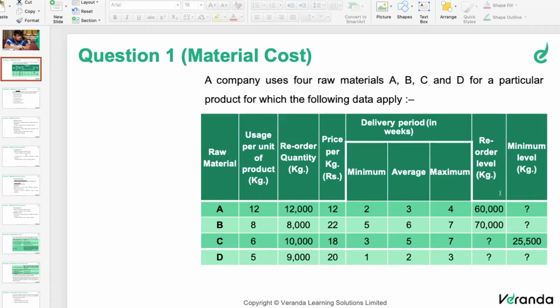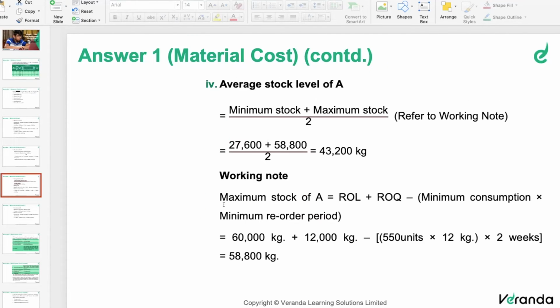Reorder level for A 60,000. Reorder quantity 12,000, am I right? Minimum lead time, how much? 2 weeks. Minimum consumption comes to what? To produce one product, you need 12 kgs of raw material. And how many units they produce? 550 quantity they have produced. Therefore, maximum level is equal to reorder level 60,000 plus reorder quantity 12,000 minus minimum usage 550 into 12 into minimum lead time 2 comes to 58,800.